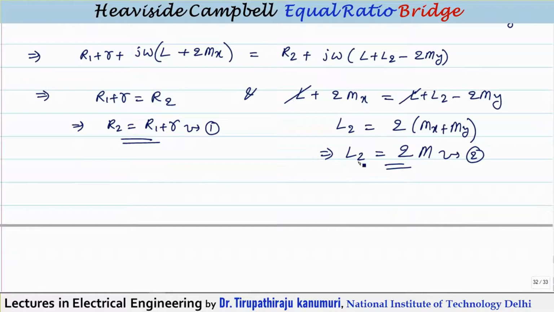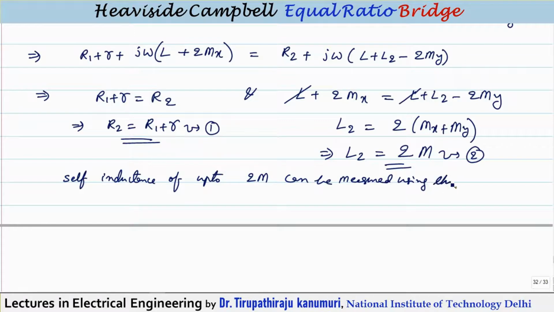So here the advantage is, you can see here the self inductance we can measure up to 2 times the value of mutual inductor. That means we can measure this self inductance up to 2 times of M using this bridge. So that is the major advantage of this bridge.